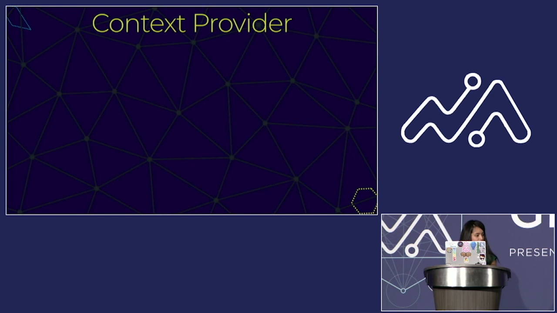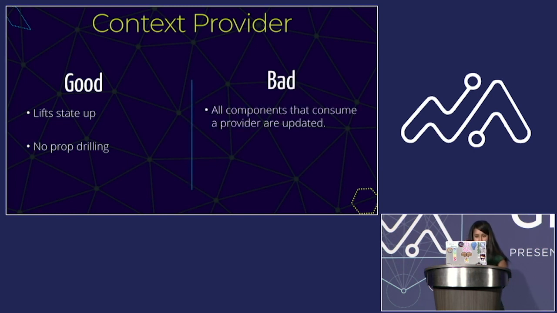Now let's look at Context Provider. So the good part about Context Provider is that it lifts state up to the very top component, and that's why we don't have a problem of prop drilling. But the bad part is that once a context provider updates, all of the components that are using the value also re-render. So if you have one context provider at the top, all of your children components will update.